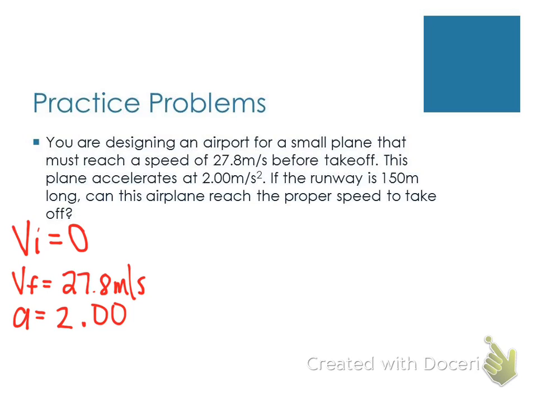So we're going to solve here for d sub f, because it's asking us, can the airplane reach the proper speed to take off within that given amount of distance? Tell me which equation we should be using here. The third one, vf squared equals vi squared plus 2a delta d.